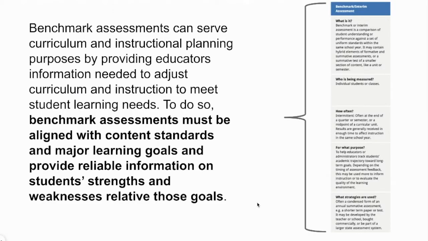Another time that standards come into play is during benchmark assessments. Now, these assessments can serve curriculum and instruction planning purposes by providing educators the information they need to adjust curriculum, as well as instruction to meet student learning needs. But in order for this to happen, these benchmark assessments must be aligned with content standards and major learning goals and provide reliable information on student strengths and weaknesses relative to those goals. For example, let's take a look at this teacher and this student involved in a benchmark assessment.